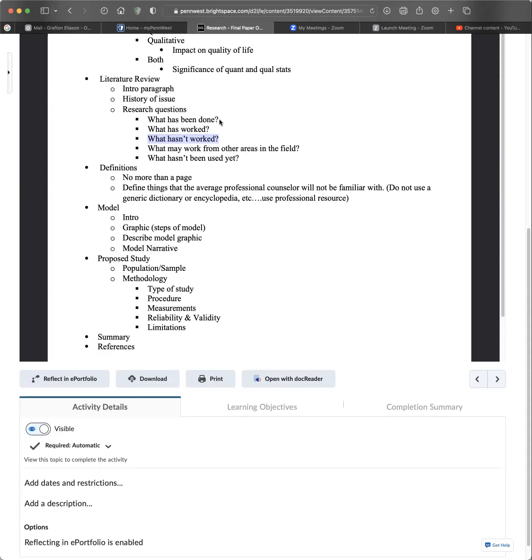What has been done? That should be a couple pages. What has worked? That could be a couple pages. What hasn't worked might only be a paragraph, because people don't publish what has not worked. The only way you're going to find this is 2 ways. One, they look at history.